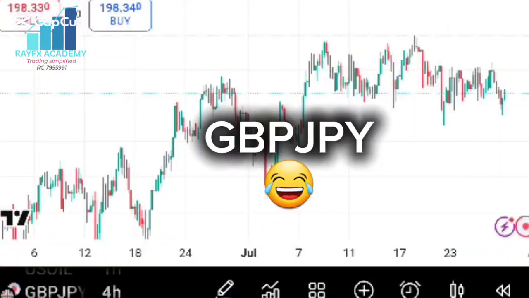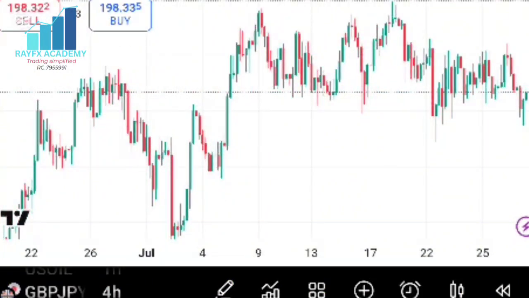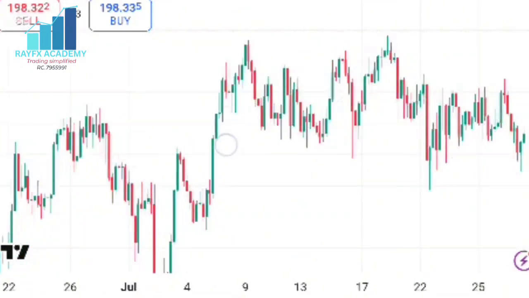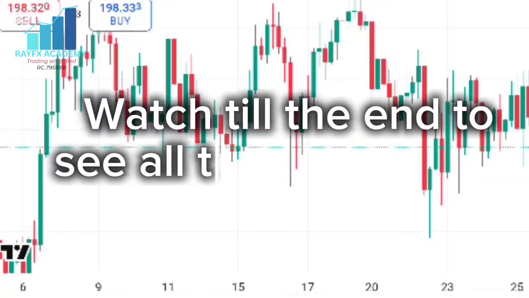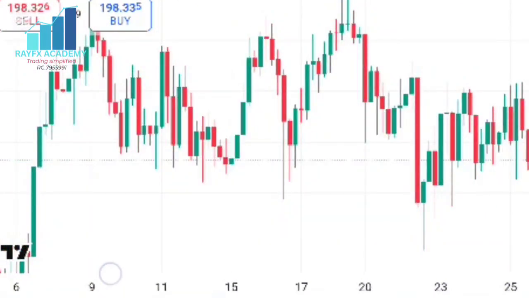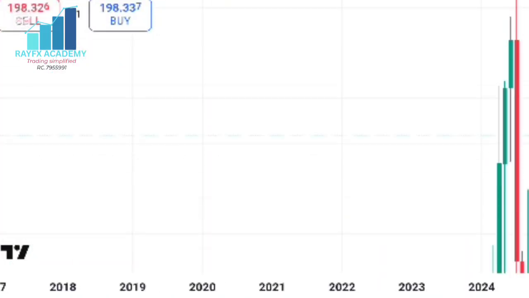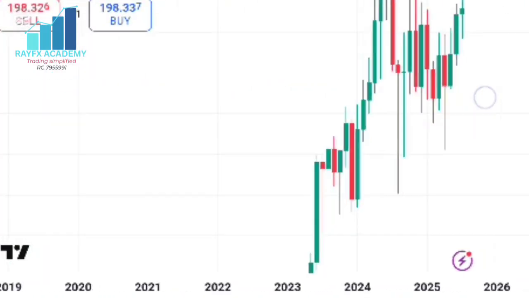This is USD JPY. We're going to be analyzing this today. Let's use the full screen. So now, trying to analyze a trade, at first you go to a higher time frame. Like you all know, we do the top-down analysis.